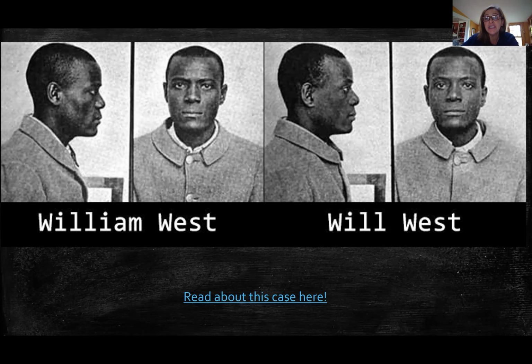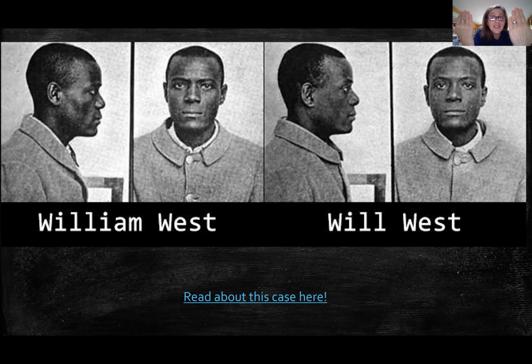The officer that was doing the Bertillon measurements said, "Have you ever been here before?" And Will West was like, "No, I've never been here." He's like, "I'm sure you have." And he went to his records, and sure enough, he pulled out a file for William West. Except it said that William West was currently an inmate there. And when they went and found William West, sure enough, he was an inmate there.